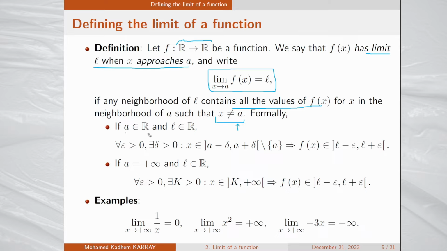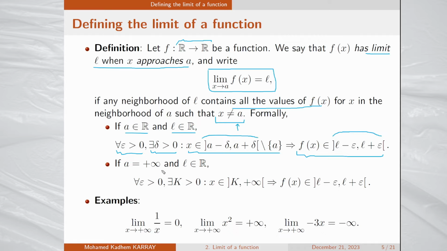If a is a real number and the limit L is also a real number, it may be written with the epsilon delta statement, which says that for any epsilon there exists some delta such that if x is in the interval a minus delta, a plus delta, minus a, this implies that f of x is within the interval L minus epsilon, L plus epsilon. So this is a neighborhood of L, since L is a real number, and this is a neighborhood of a, since a is a real number also.